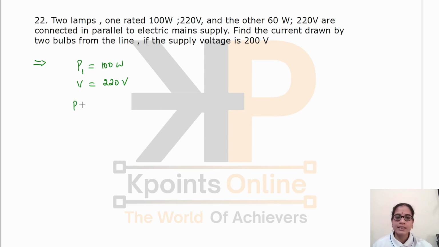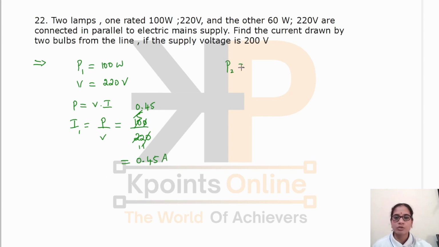Now we know that power P is equal to V into I. To calculate the current, we have I1 is equal to P upon V. I1 is the current drawn by the first bulb. It is equal to 100 divided by 220. 0, 0 cancels. 2 5s are 10, 2 11s are 22. 11 zeros are 0, 11 4s are 44. 11 5s are 55. So we will get 0.45 ampere for first bulb.